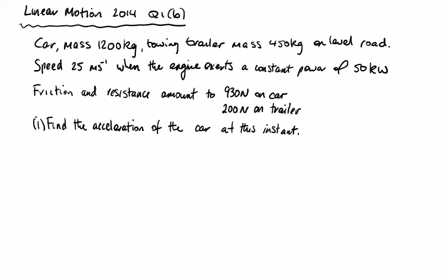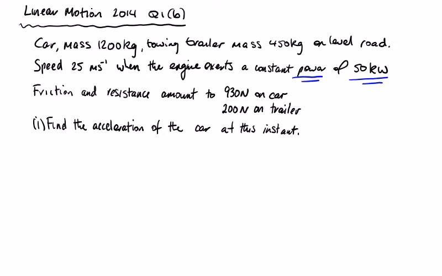Linear Motion 2014, question 1b. At a particular instant, a car of mass 1200 kilos is towing a trailer of mass 450 kilos on a level road at a speed of 25 meters per second when the engine exerts a constant power, given power this time, of 50 kilowatts. Friction and air resistance amount to 930 newtons on the car and 200 newtons on the trailer. Part 1, we're asked to find the acceleration of the car at this instant.